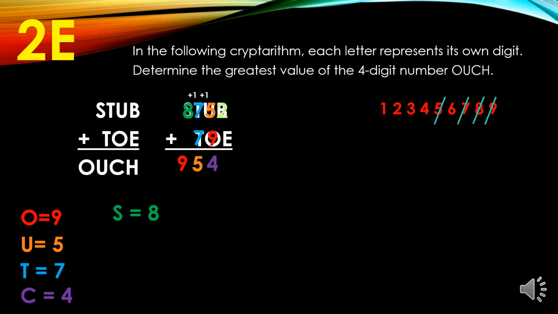So it means your B is 2 and your E is 1. So 2 plus 1 will give us 3, so your H is equal to 3. Okay, so all the numbers have been used except for 6. Therefore, the greatest value of the 4-digit number OUCH is 9543. Okay? So this cryptography is actually tricky.